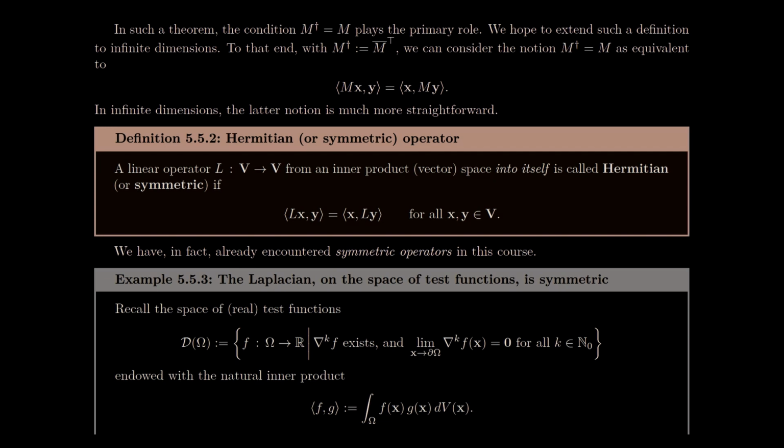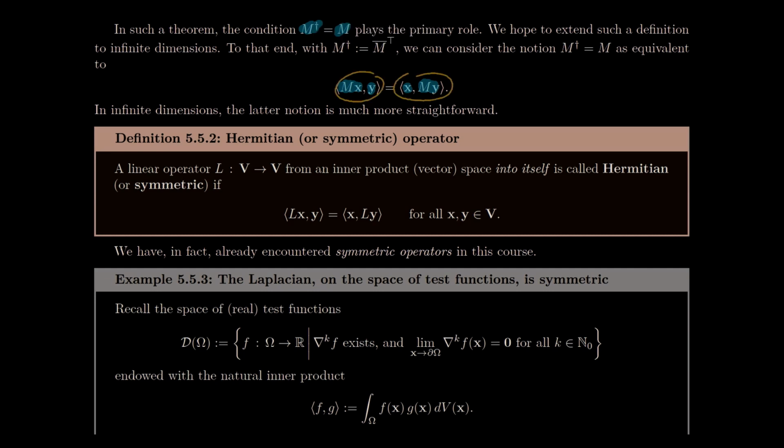So now what we're going to do is try to extend this notion of a Hermitian matrix into a Hermitian operator, right? We want to think about, what does this notion of M dagger being M mean? What it means for a matrix actually is that if you take the matrix times a vector, you take the inner product against another vector, it's equivalent to moving the matrix over to the second vector.